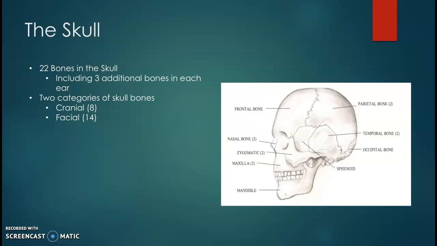The skull is made up of 22 bones, and there are also 3 additional bones in each ear known as the ear ossicles. And there are 2 categories that skull bones can be placed under: cranial bones and facial bones. The cranial bones are the ones towards the upper part of the skull, so including the frontal bone, the 2 parietal bones, the 2 temporal bones, and the occipital bone, and then the rest are underneath facial bones.